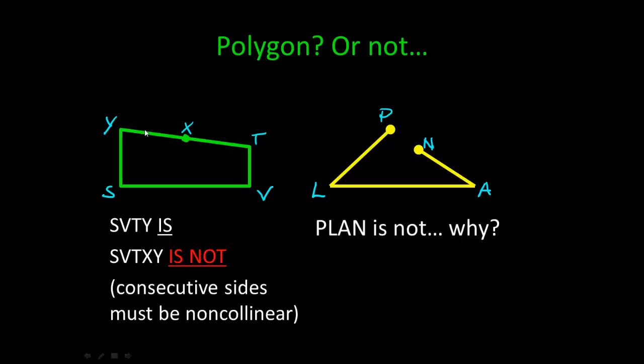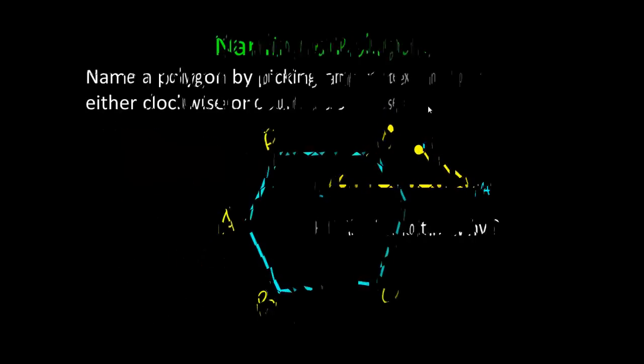PLAN, why is that not a polygon? Well, we've got this missing piece here, and a point must be a vertex for exactly two segments. So P is only a vertex for PL, or actually it's an endpoint. It's not a vertex for anything, neither is N. So that can't be a polygon.